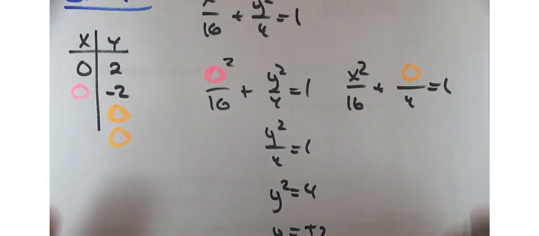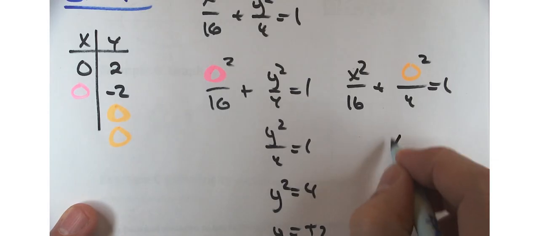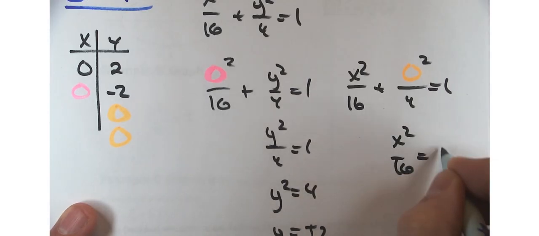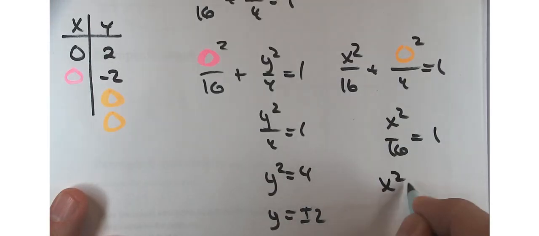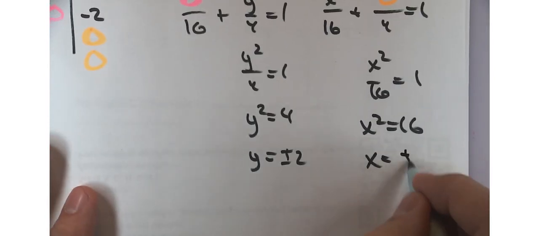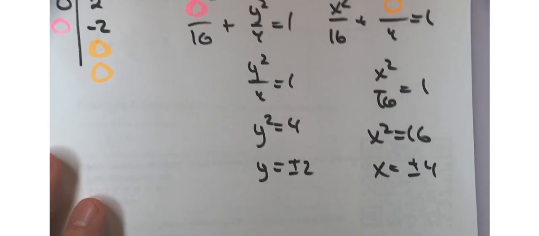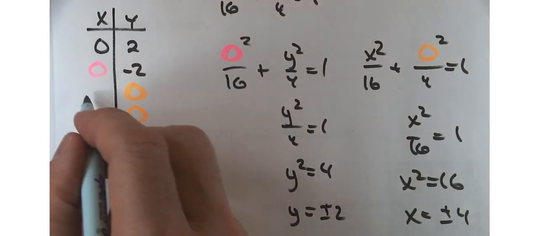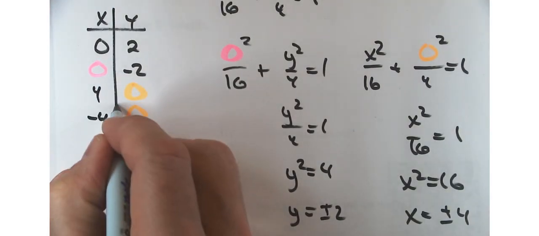And a similar thing is going to happen in terms of solving. X squared over 16 equals 1. X squared equals 16. So x equals, what would that be? Plus or minus 4. So you've got two solutions there, 4 and negative 4.